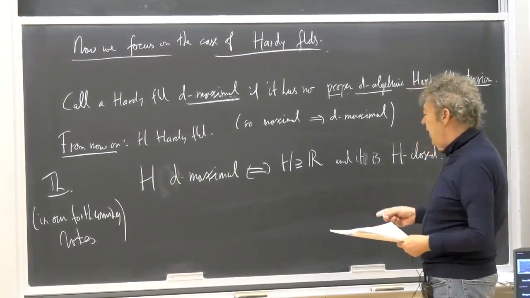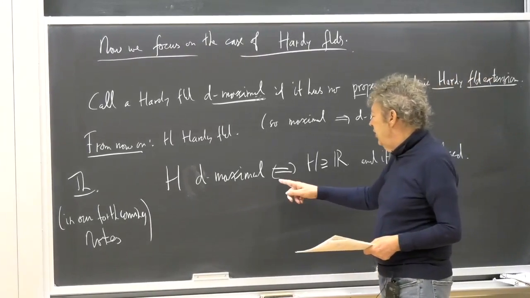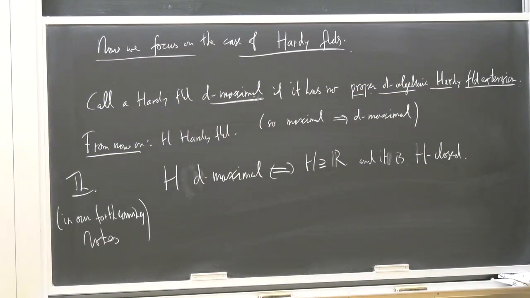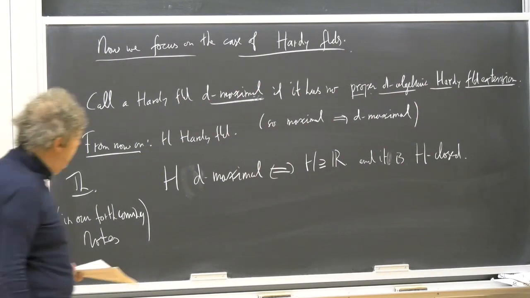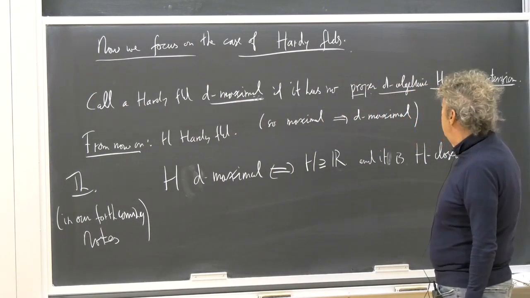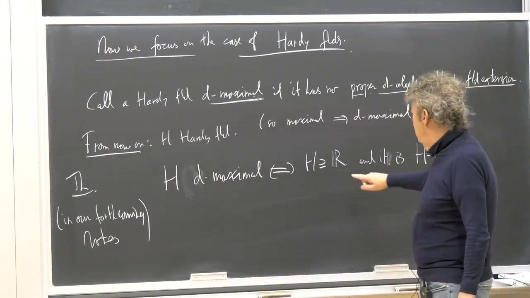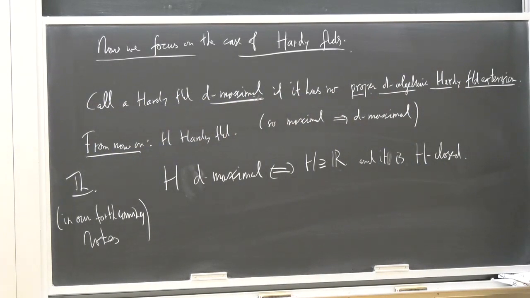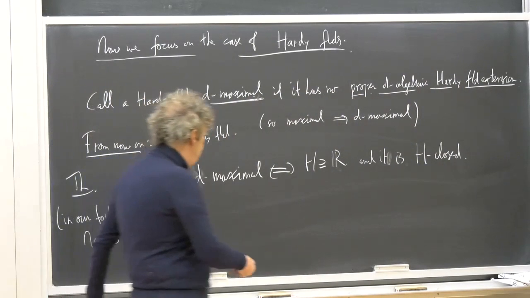Now some of this is fairly easy. If it's D-maximal, it certainly has to contain all the reals, as I already mentioned. It must be Liouville closed, because if it's not, you'd simply go to the Liouville closure, and that will still be a D-algebraic extension. That it is omega-free is not easy, and that it is Newtonian is really, really hard. Of course, remember also that Hardy fields automatically have small derivation, so you don't have to worry about that issue.